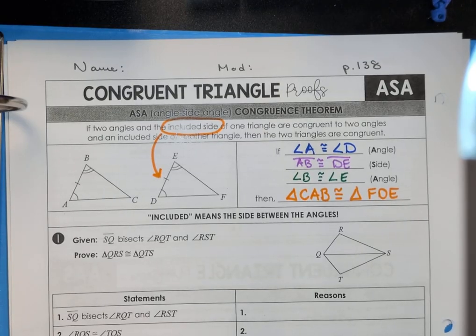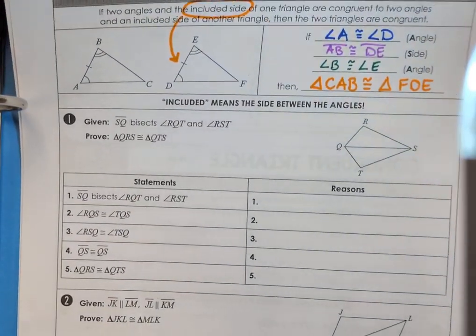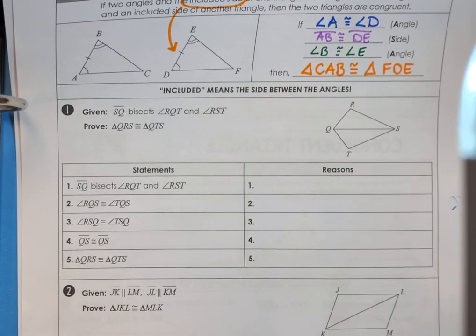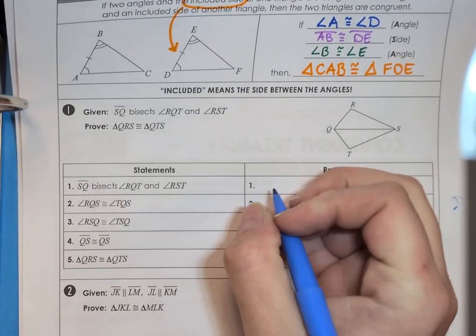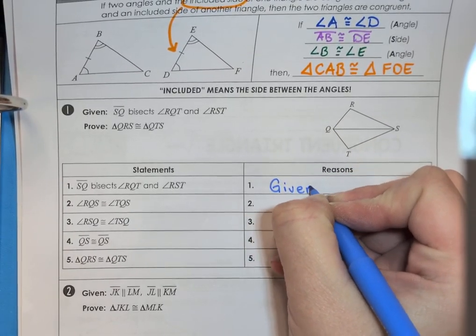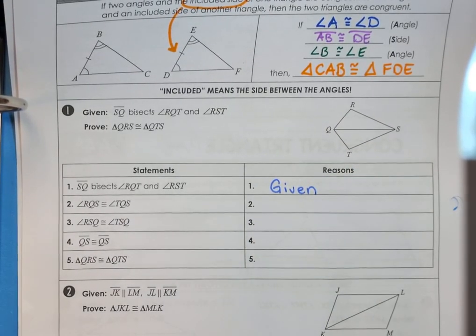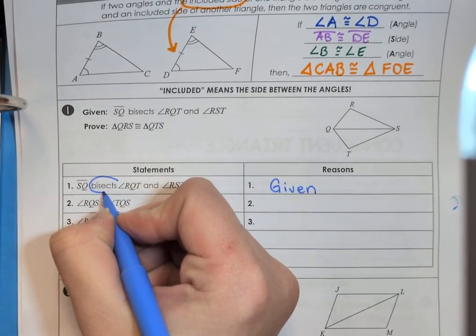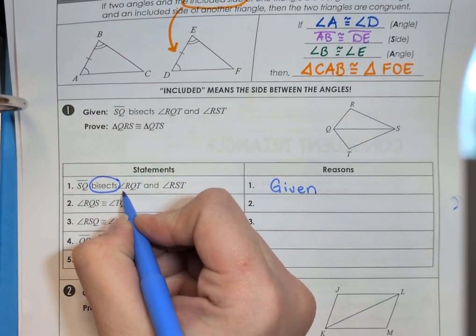Okay, now we get to do the actual proofs. Yay! The first thing you write in every proof are the givens. How many givens are there? 1. Oh, it's in step 1, isn't it? Wow, that's not that bad. Let's see, step 1 says that SQ, what's this word? Bisect. What are we bisecting?